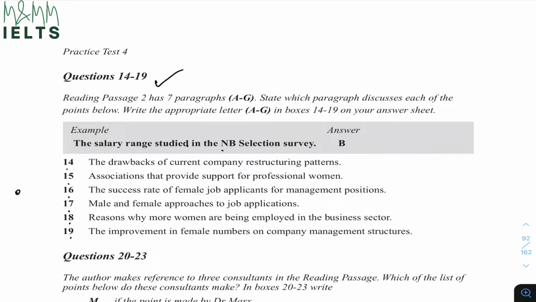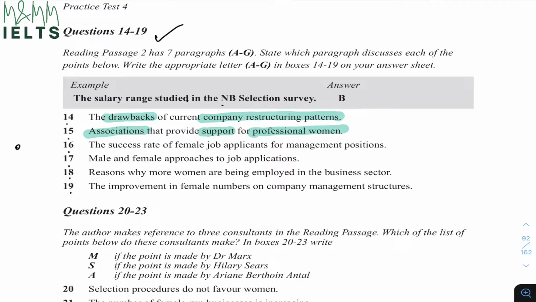Let's read them. The first one, let's highlight using a different color. The drawbacks of current company restructuring patterns. So drawbacks is an important word for me. Company restructuring patterns is an important word for me. Next, associations that provide support for professional women. So what are the important words? Associations, support, professional women. Okay. Next, the success rate of female job applicants for management positions. Success rate, female job applicants, management positions.